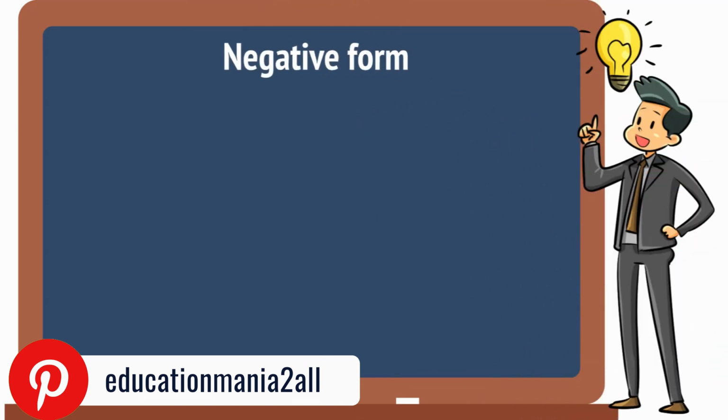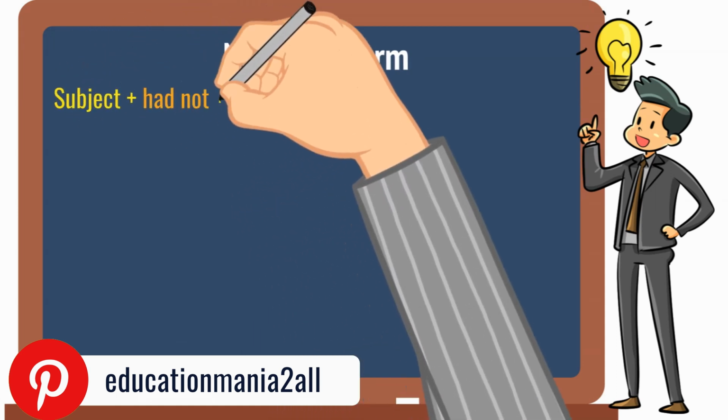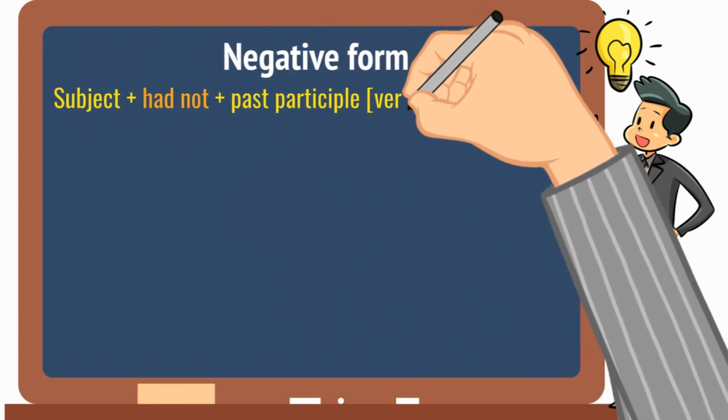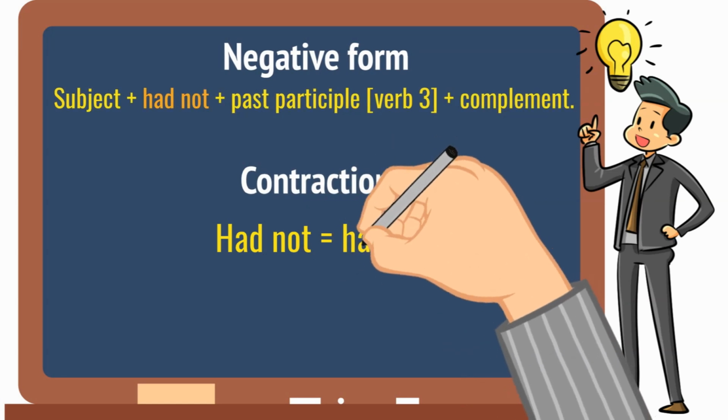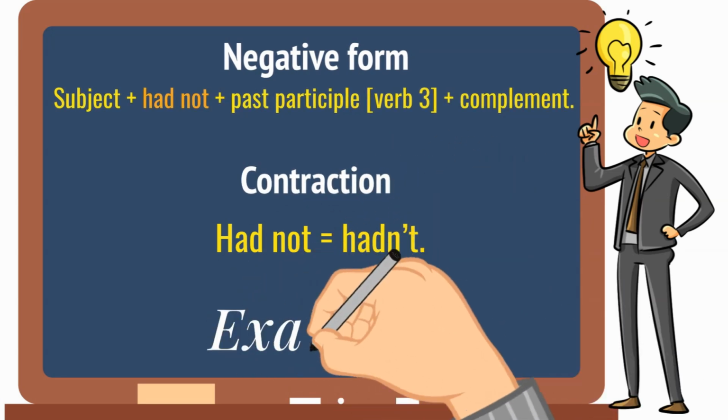Negative form. Subject, plus had not, plus past participle, verb 3, plus complement. Contraction. Had not becomes hadn't. Examples.